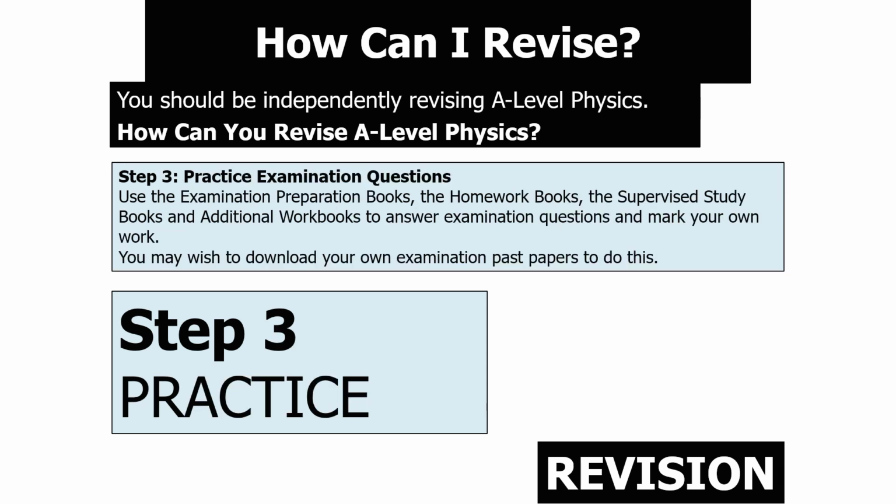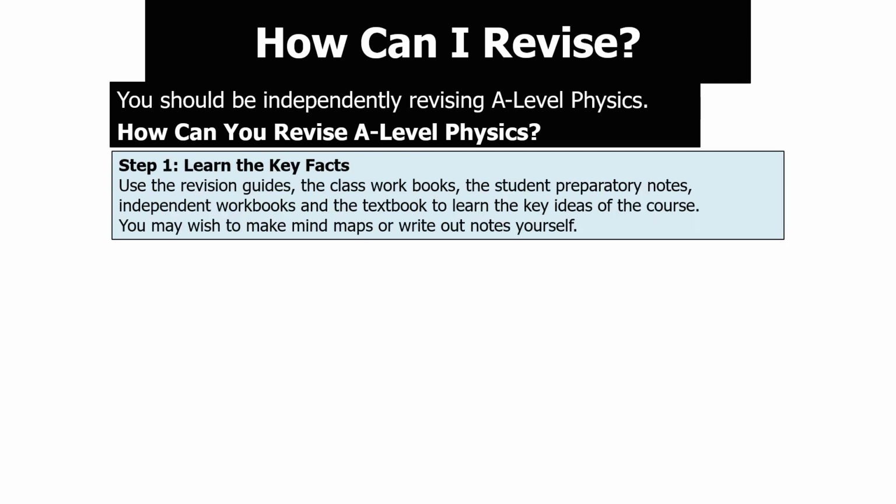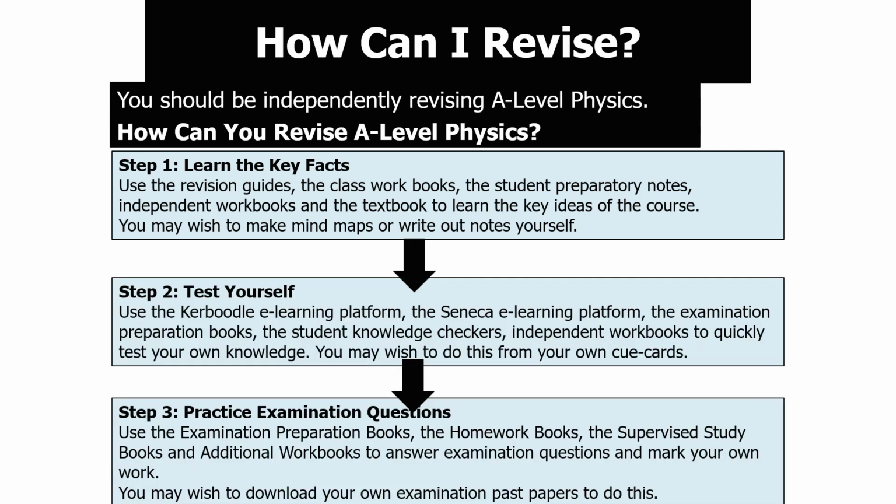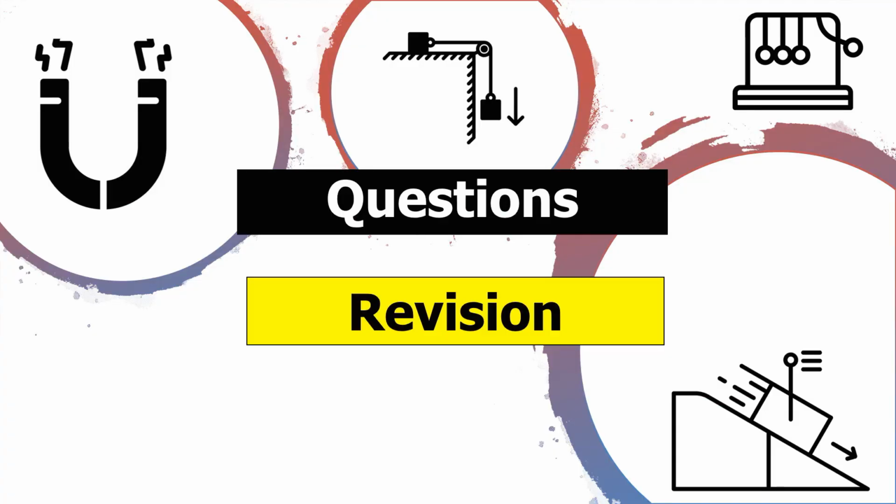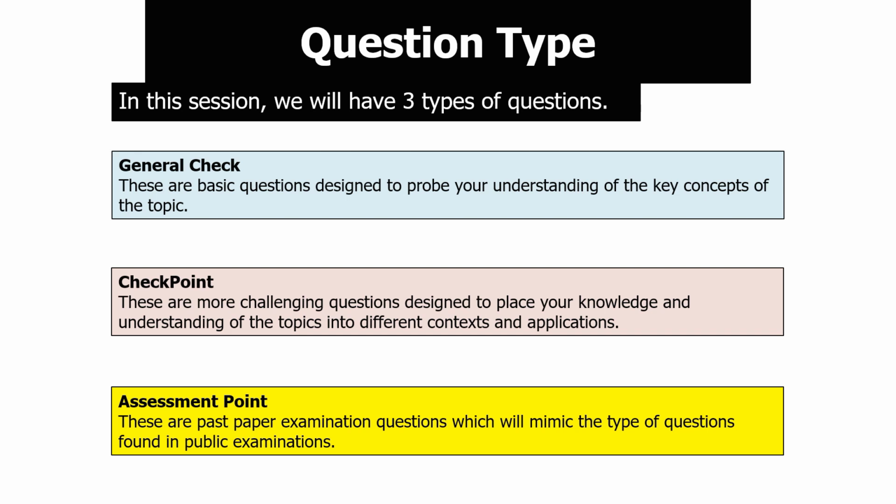Then finally, we should be practicing examination style questions. So use examination preparation books, homework books, supervised study books and additional workbooks to answer examination questions and mark your own work. Now you may wish to download your own examination past papers to do this. So the 3 steps would be to learn the key facts, then to test yourself, and then to practice examination style questions. Now in this revision session we'll be looking at the 3 different types of questions. We'll be looking at general check questions, which are basic questions designed to probe your understanding of the key concepts of the topic.